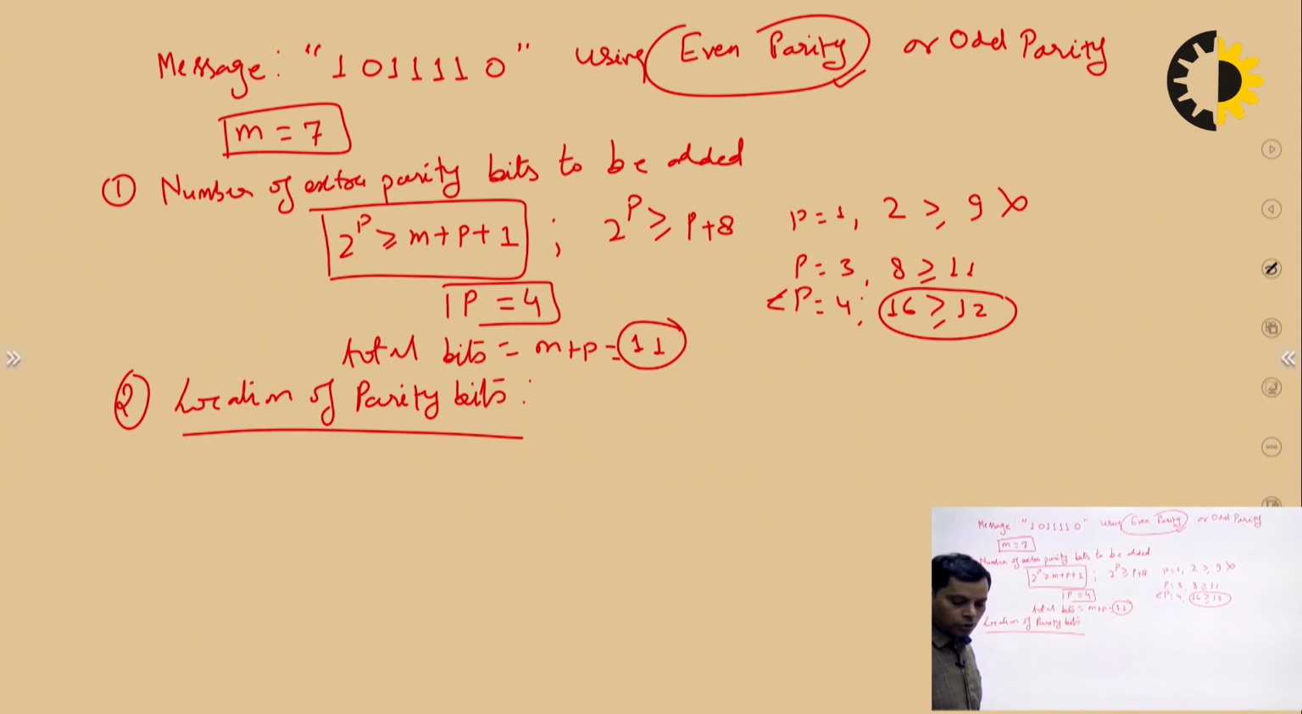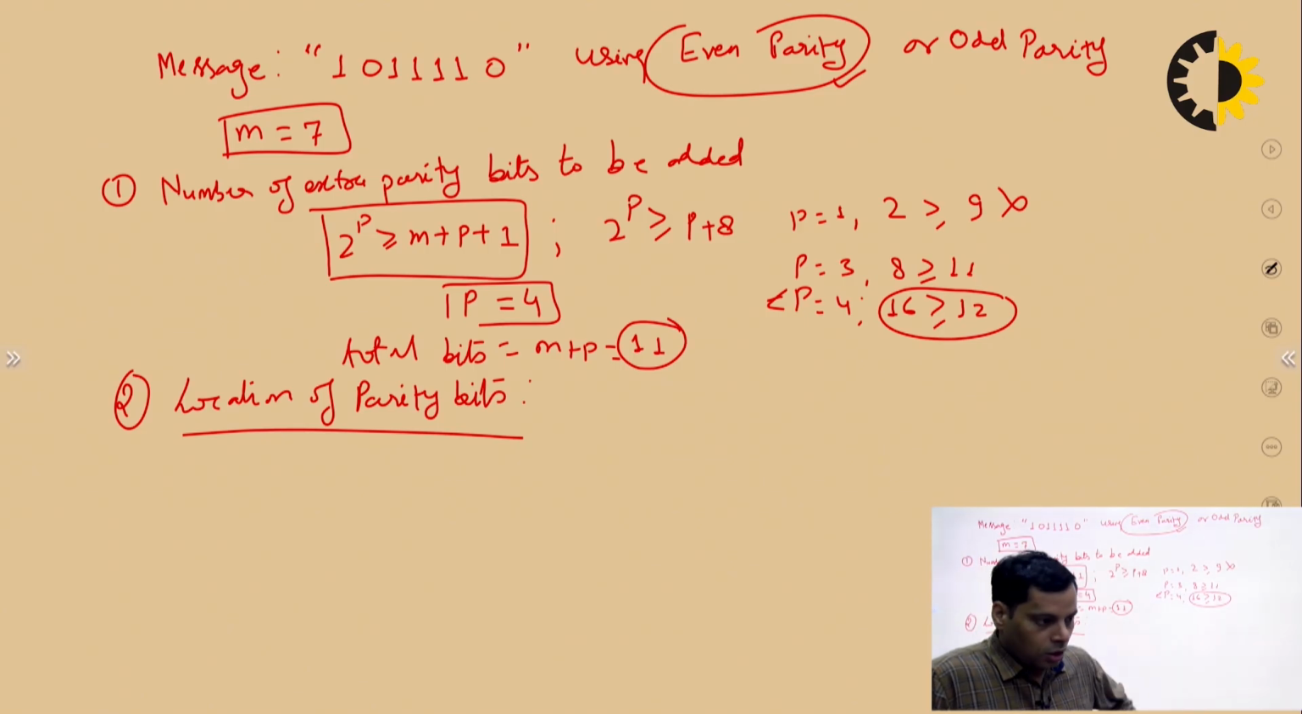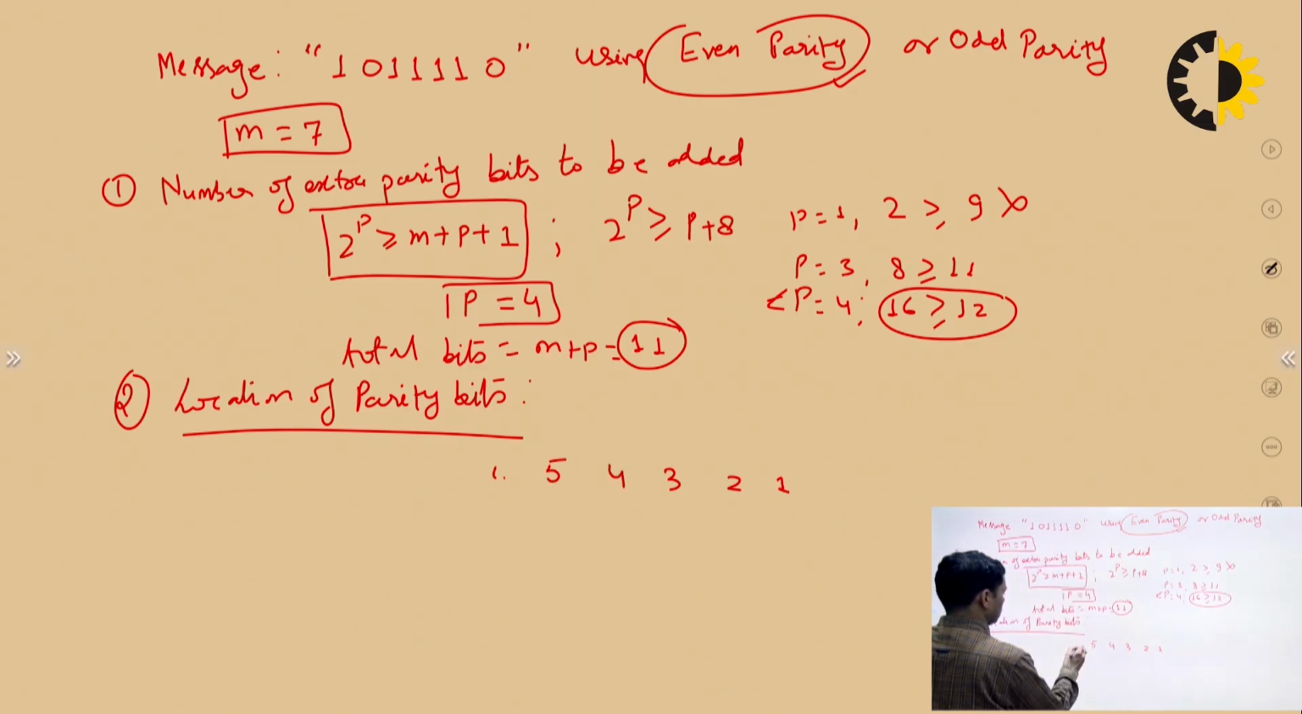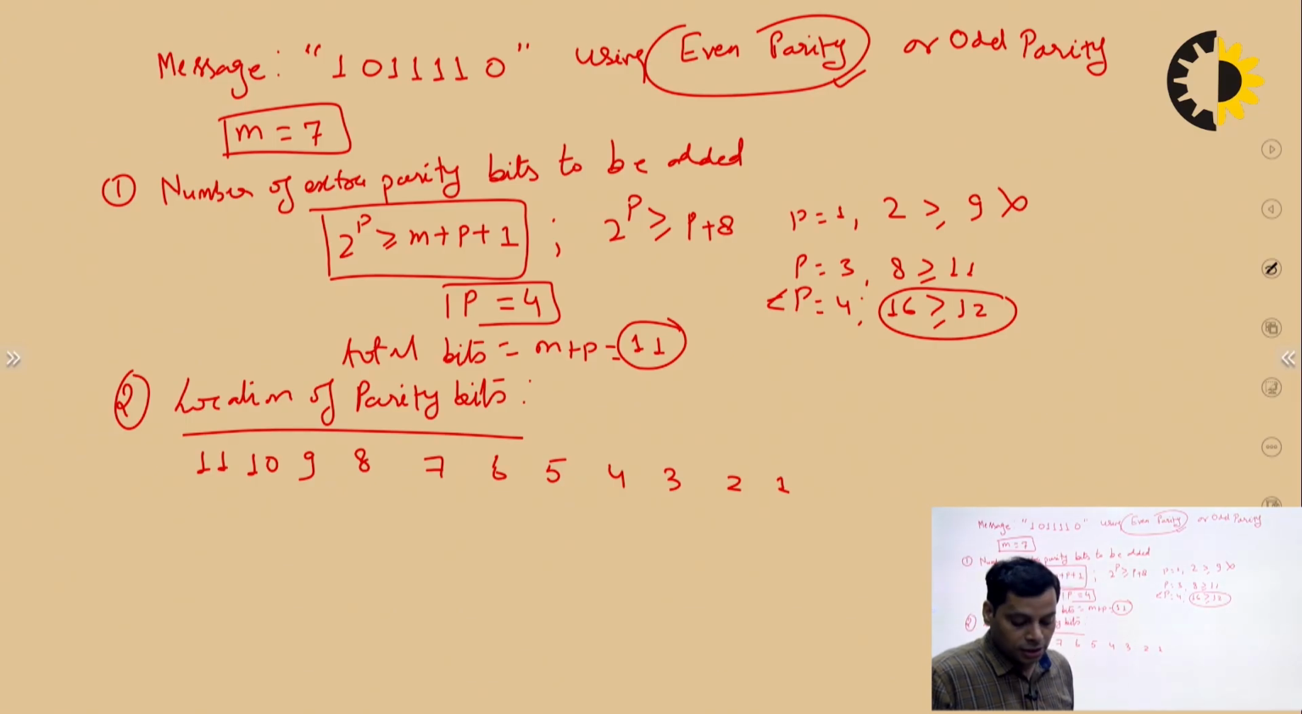The next point, where that means what? The message length is 1 to 11. Now we can also write it like this: 1, 2, 3, 4, 5, 6, 7, 8, 9, 10, 11. Now in this we have to keep the values of the 11-bit message, which includes the parity as well as the message signal.